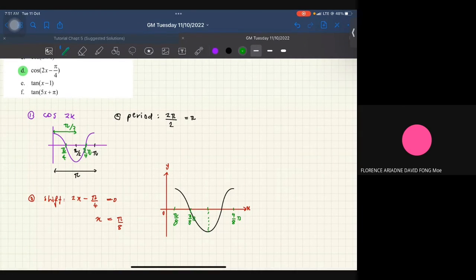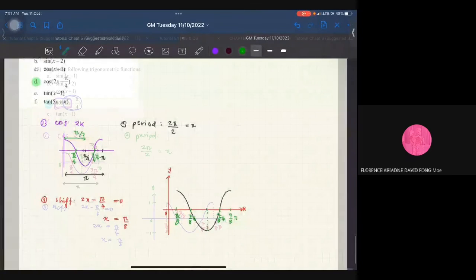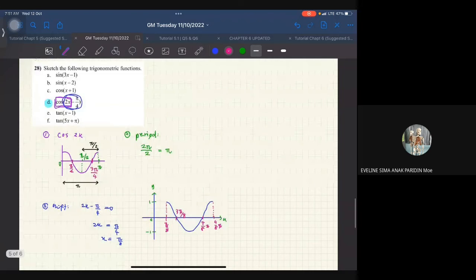3 over 8 pi here. And then here you will get 1, 3, 5, 7, 7 over 8 pi. Settle. Okay, so this is how your cos graph looks like. Okay, our question. Just now we settled sine, settled cos.